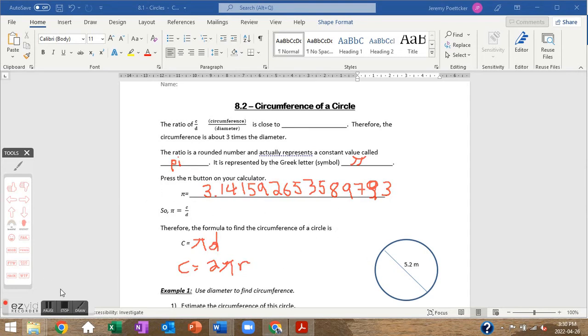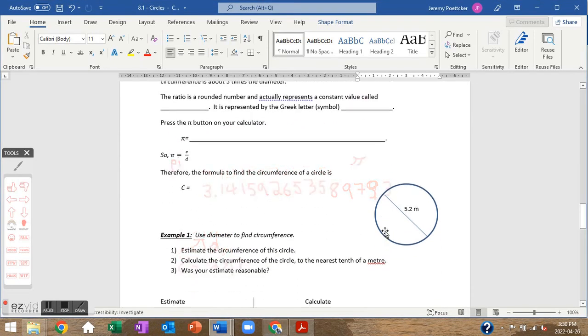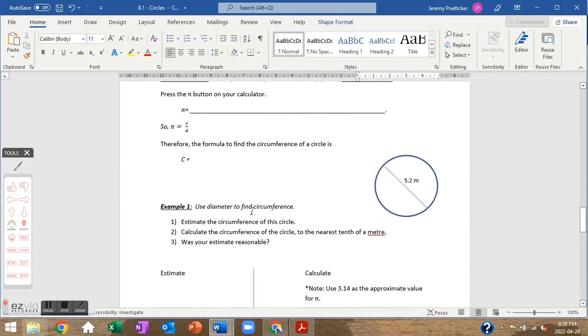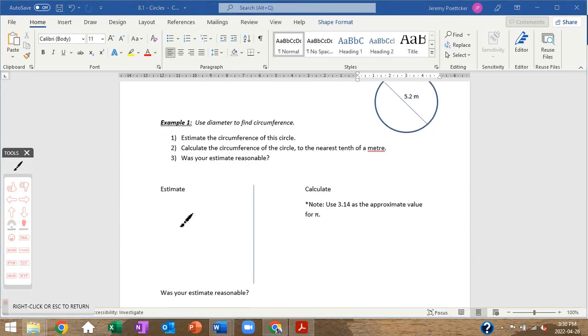So, continuing on here, with this example, we're going to estimate the circumference of this circle. Well, pi is about 3, the diameter is about 5. 3 times 5, 15. Calculate the circumference. About 15 meters.